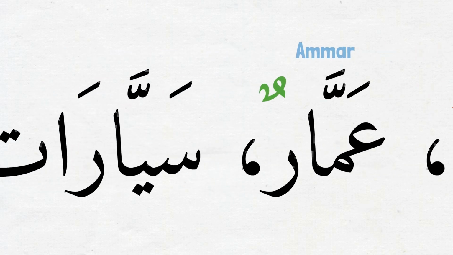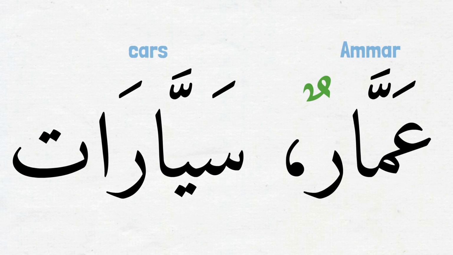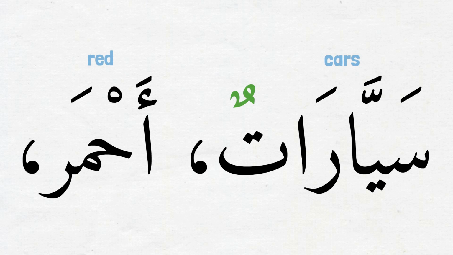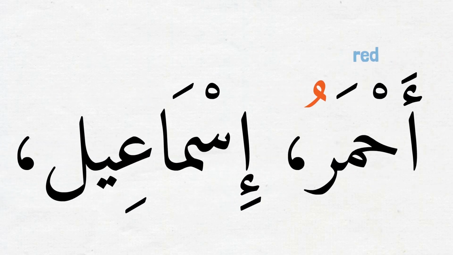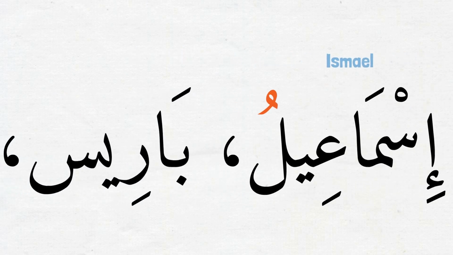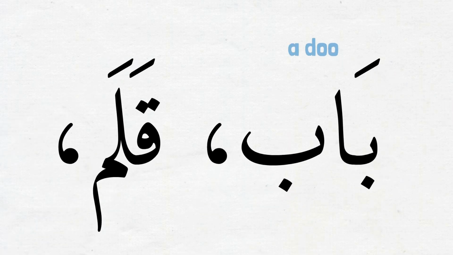عمار, it is a TRIPTOTE. سيارات, it's also a TRIPTOTE. أحمر, it is a diptote as it is an adjective on أفعل pattern. إسماعيل, it is a diptote ism because it is a non-Arabic أجنبي proper noun. باريس is a diptote because it is a foreign non-Arabic ism. باب, a TRIPTOTE. قلم, also a TRIPTOTE.